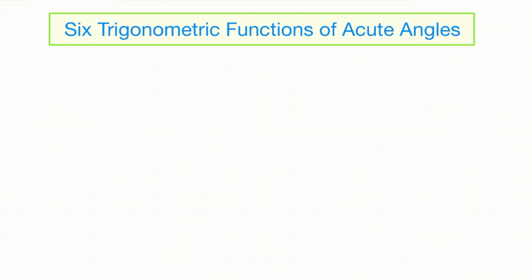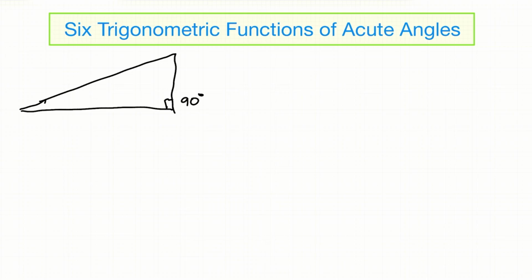Welcome to my video on the 6 trigonometric functions of acute angles. What we'll look at here is the case of a right triangle. I'll draw a right triangle here. A right triangle has a 90-degree angle, so that's our 90-degree angle. And this is going to be angle theta. This is the angle we're interested in.